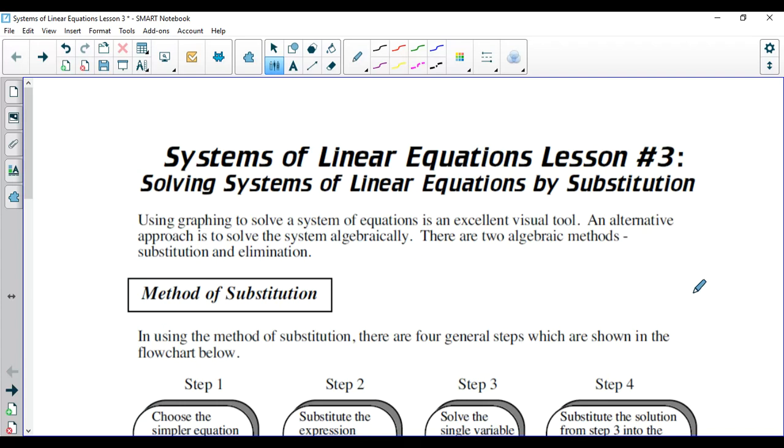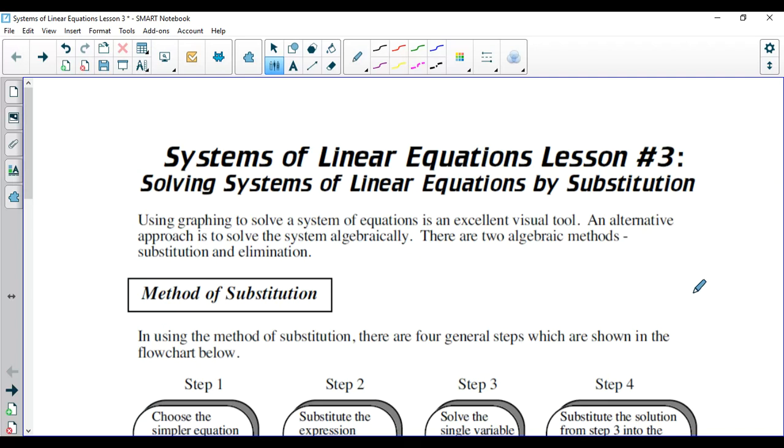And then in the next lesson after this, we're going to focus on an alternate method, which is referred to as elimination. Up until this point, we've been solving systems graphically. The way to solve a system of equations graphically is you take your two equations, you graph them, and then you search for the intersection point. The intersection point identifies where the solution to the system of equations is.